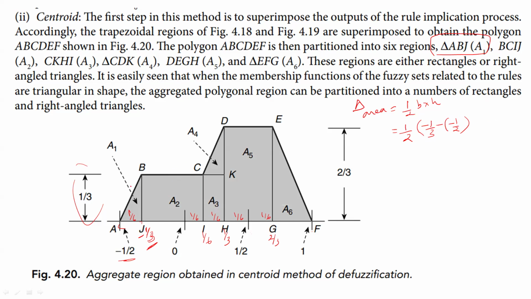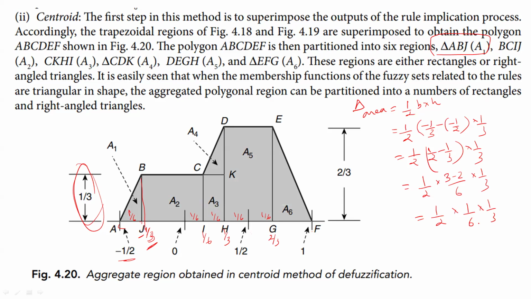And what is the height of this? The height of this is basically this particular length, which we already know is 1 by 3. So into 1 by 3. That is 1 by 2 into, this will become, 1 by 2 minus 1 by 3 into 1 by 3. That is nothing but 1 by 2 into 3 minus 2 by 6 into 1 by 3. It is 1 by 2 into 1 by 6 into 1 by 3. We get the answer as 1 by 36. Okay, so the area is 1 by 36.